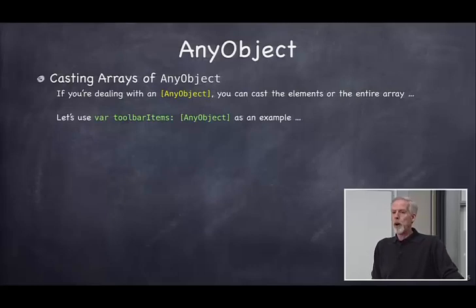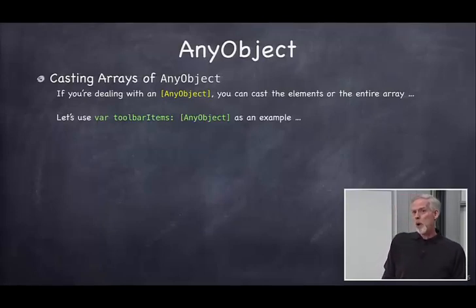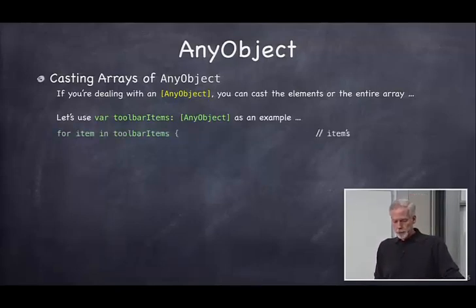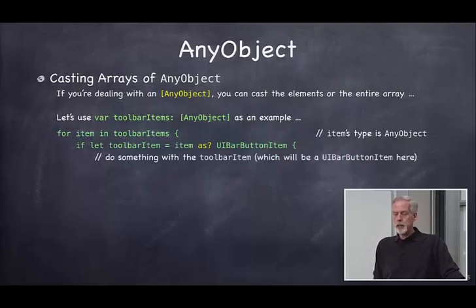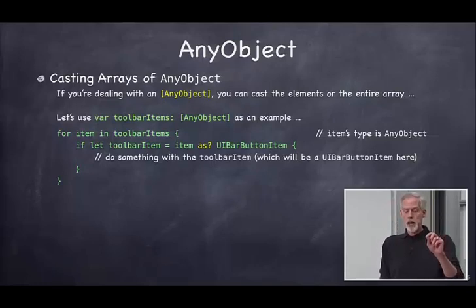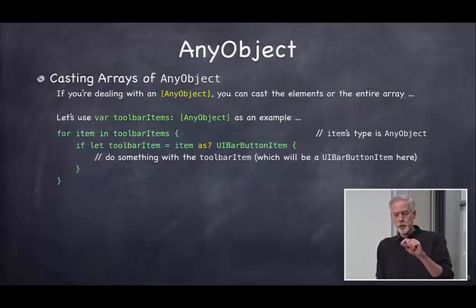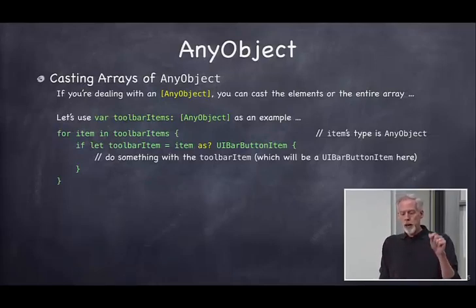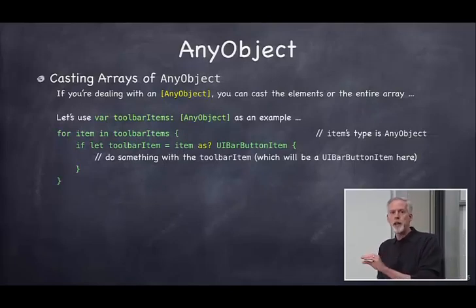So let's use the toolbar items one. That toolbar items, that's a property in UI view controller, and it returns an array that's going to have UI bar button items in it, but for historical reasons, it returns this square bracket of any object. So I can say for item in toolbar items, then item is going to be an any object. So I'm enumerating those any objects, and I'm actually having my variable item be any object. But then inside, I'm saying if let toolbar item equal item as question mark UI bar button item, then I'm good to go. So you see how I'm enumerating this array of any objects, and then inside I'm doing the as question mark.